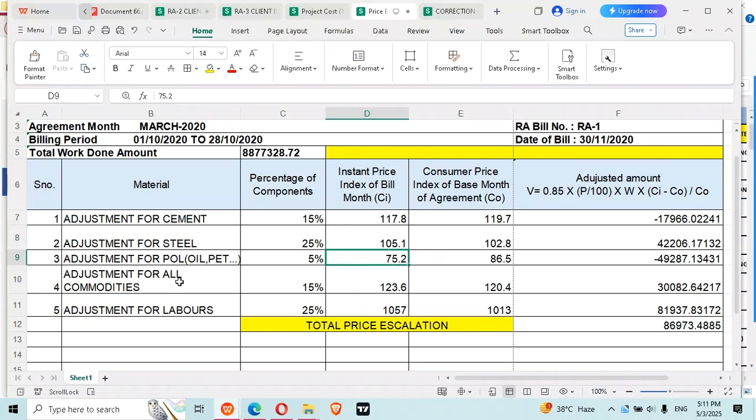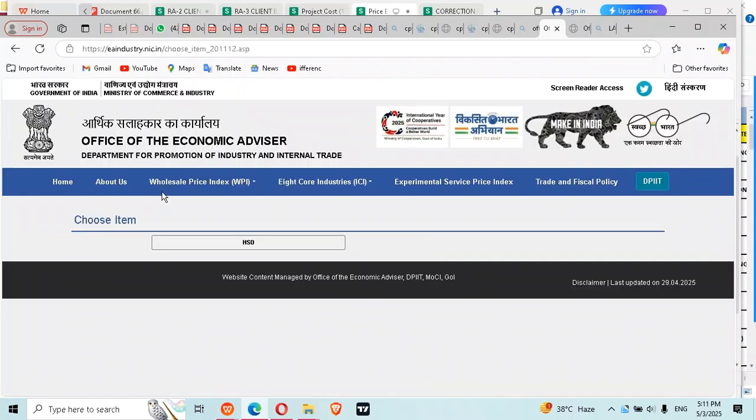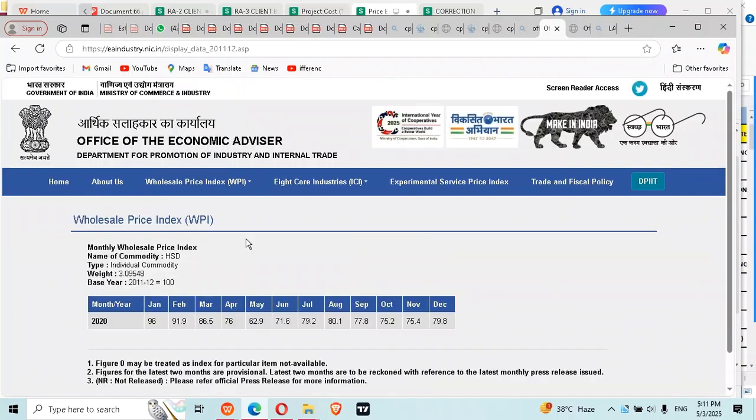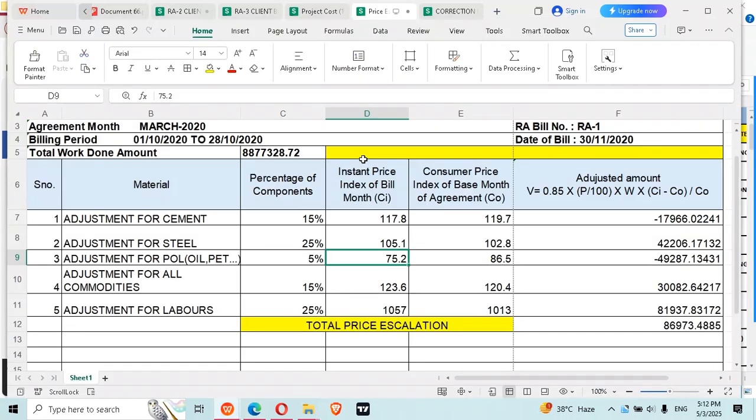Then I'm coming to the petroleum, oil, lubricants, for this one. So I am coming to the website here, HSD. Just click here and then click here. You can see here HSD is the name of high speed diesel. This is just the shortcut. What is our project agreement month? March. So this will be our CO, and this is our CI. So I am coming here. Look, we have CO and CI.